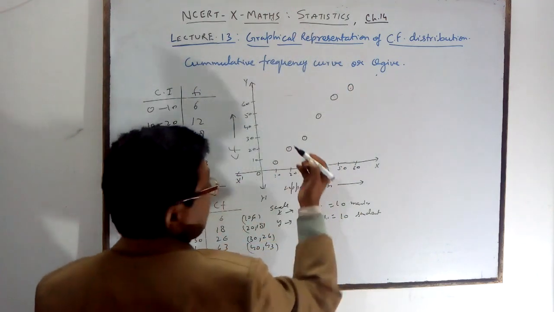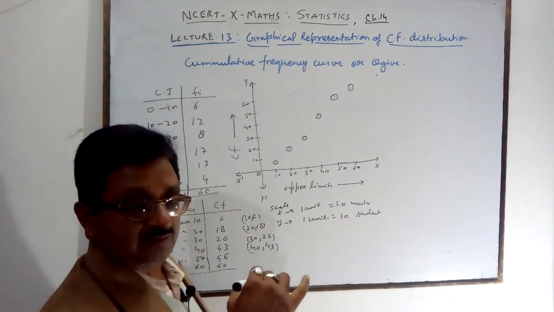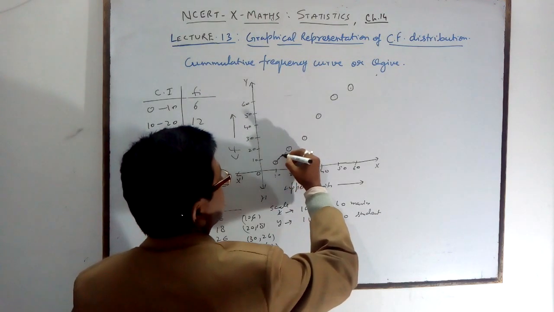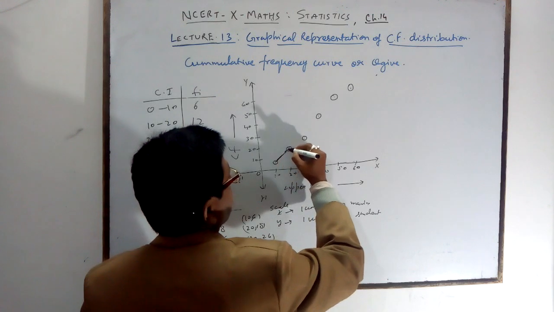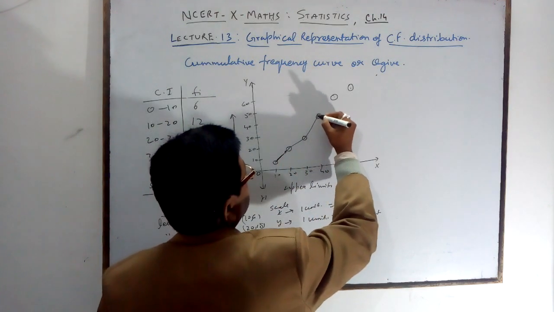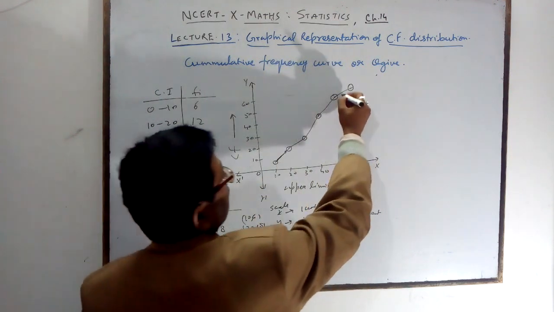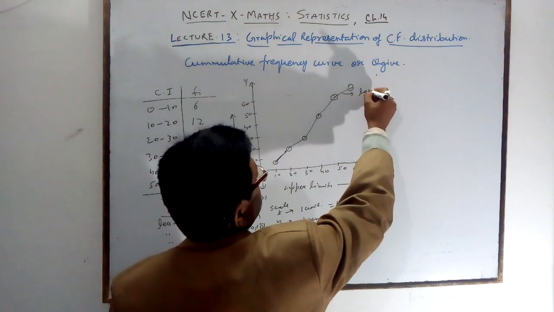So you are getting it by hand. No scale will be used. By free hand you will join it, and then you will get it like this. It is joined by free hand, not by scale. Don't use the scale here. And it is called the less than type.